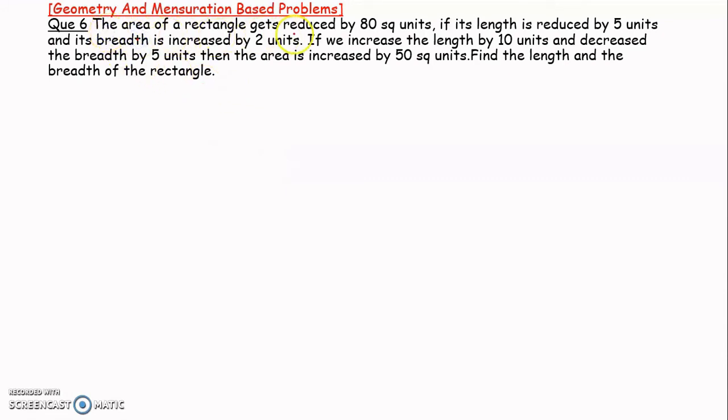The area of a rectangle gets reduced by 8 square units if its length is reduced by 5 units and its breadth is increased by 2 units. If we increase the length by 10 units and decrease the breadth by 5 units, then the area is increased by 50 square units. So here two conditions are given. We have to find the length and breadth of the rectangle. This type of problem is known as geometry and mensuration based problems.